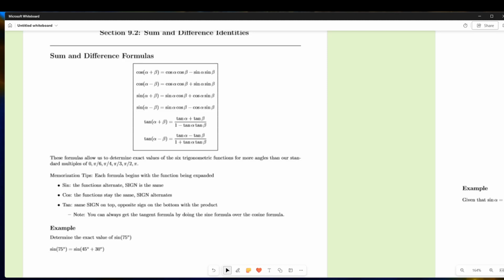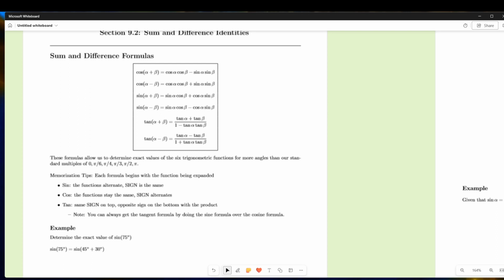Hi folks, we're going to look at our sum and difference identities as well as our half angle, double angle, and power reduction formulas. Your reading has the derivation of all of these formulas.